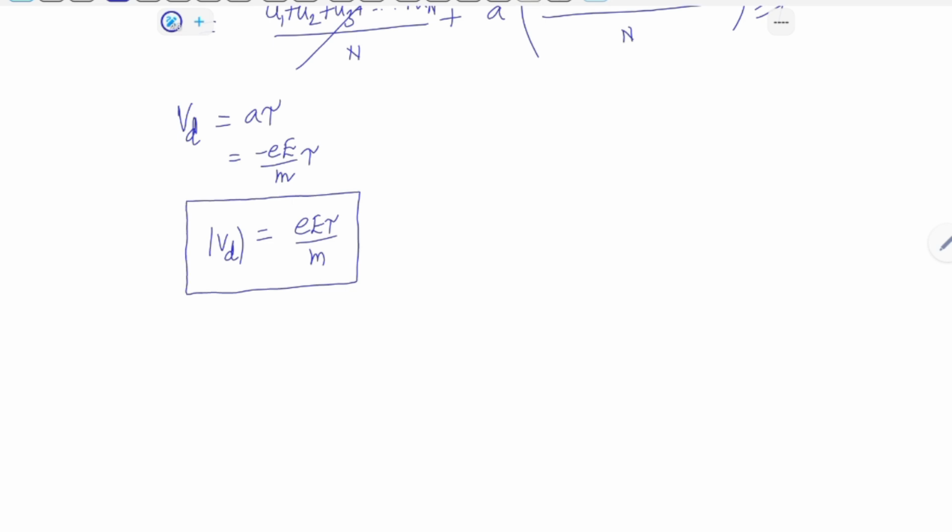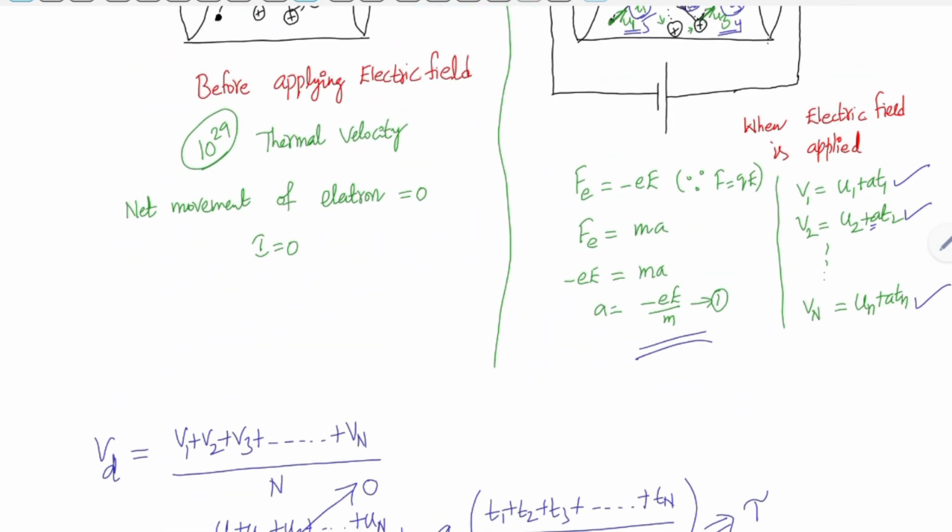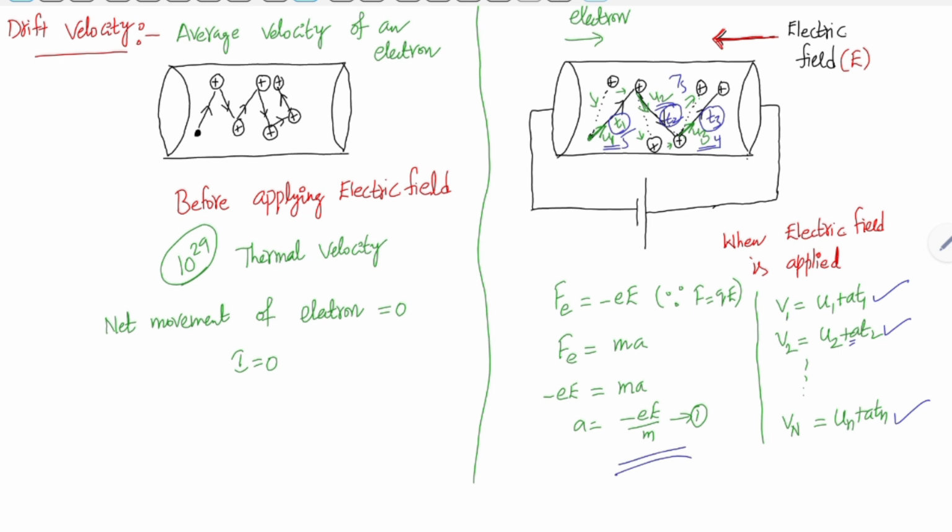In the next video, we will see the relation between drift velocity and current, as well as current density. I hope this video gave you a clear understanding of drift velocity, meaning the velocity of an electron between two ends of a conductor when an electric field is applied. This is the mean value, or the average velocity, of an electron when it is traveling from one side to another, having a lot of collisions.